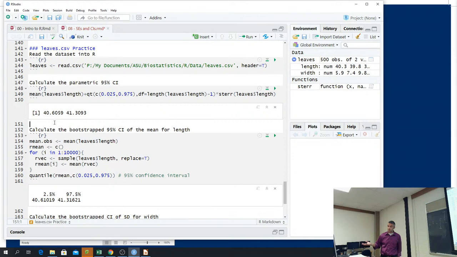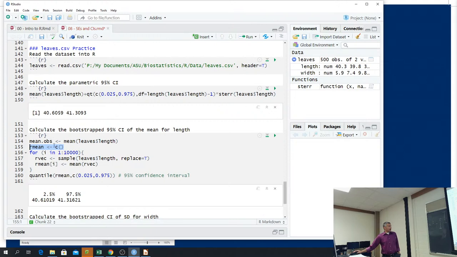We could run a QQ plot and see if it is normally distributed, or we'll just say, let's run a bootstrap confidence interval. So with this interval, I first calculated the mean. This is my mean.obs, the observed mean. Do we really need it? Not really, but I make it a habit to do it. And then I make my empty vector, my null vector, r mean.